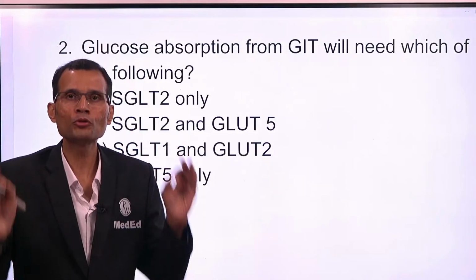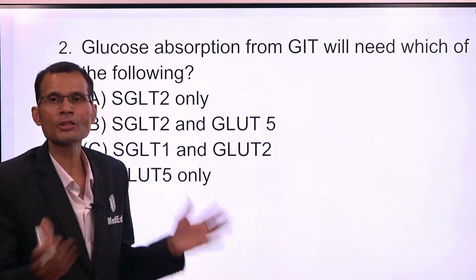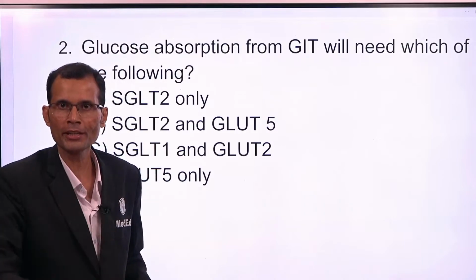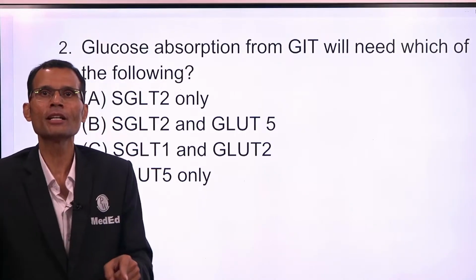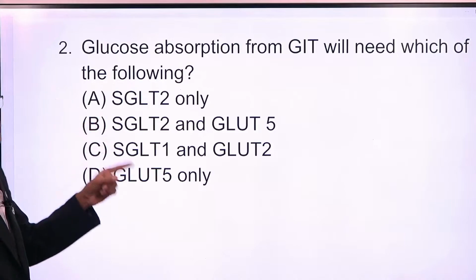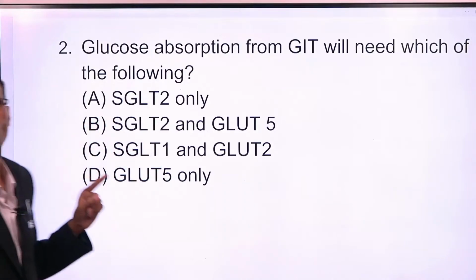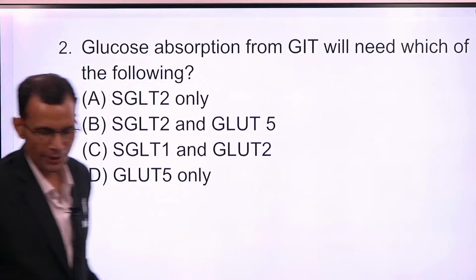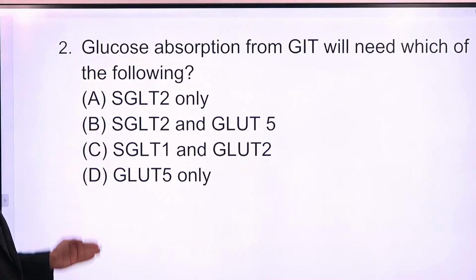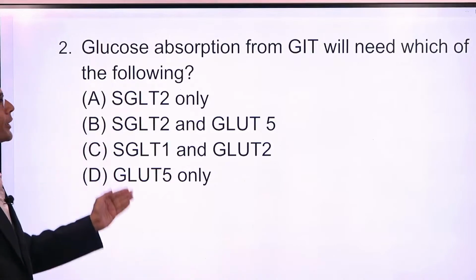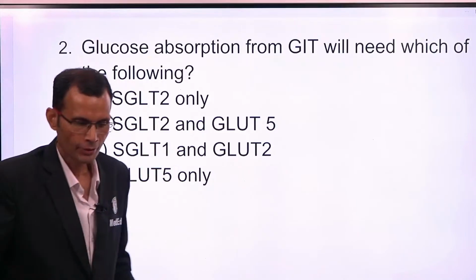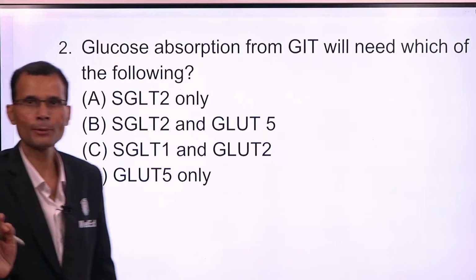Glucose movement and its various transporters are asked in every FMGE exam. Mark my words, even if you are appearing in the next FMGE exam, there is going to be one question on glucose transport. So let's have a look at this question. Glucose absorption from the GIT will need which of the following? Okay. Anybody wants to answer? Glucose absorption from the gut will need which of the following? SGLT2 only, or SGLT2 and GLUT5, SGLT1 and GLUT2, or GLUT5 only? So what's the answer? Glucose absorption from the gut.